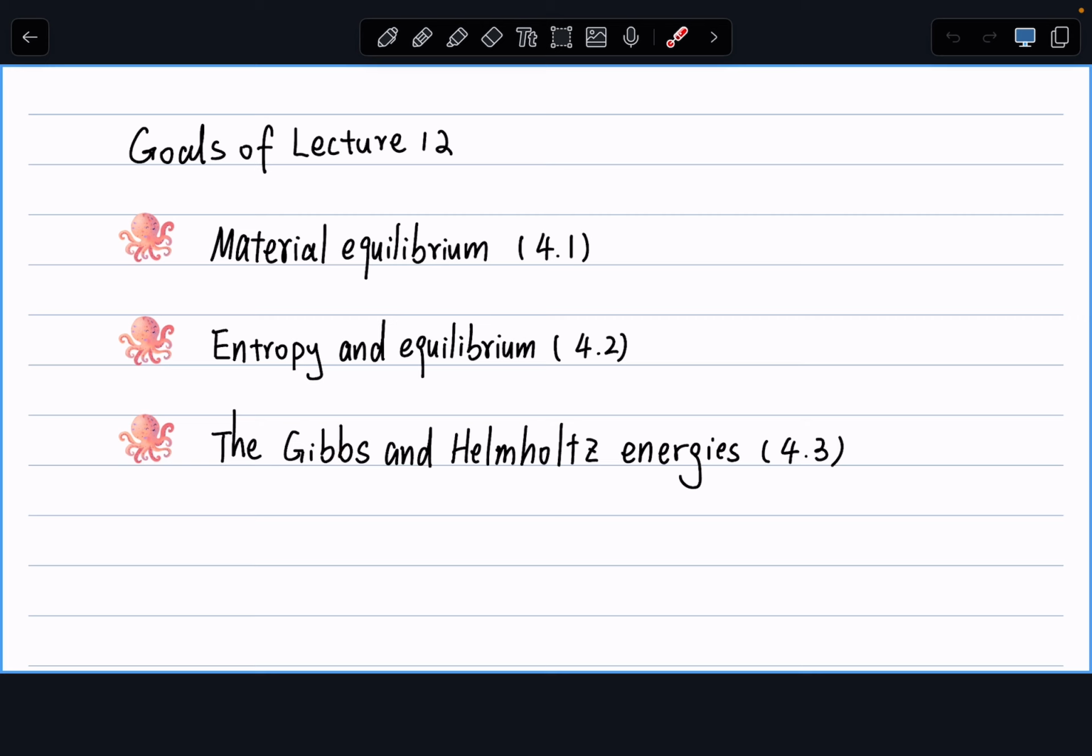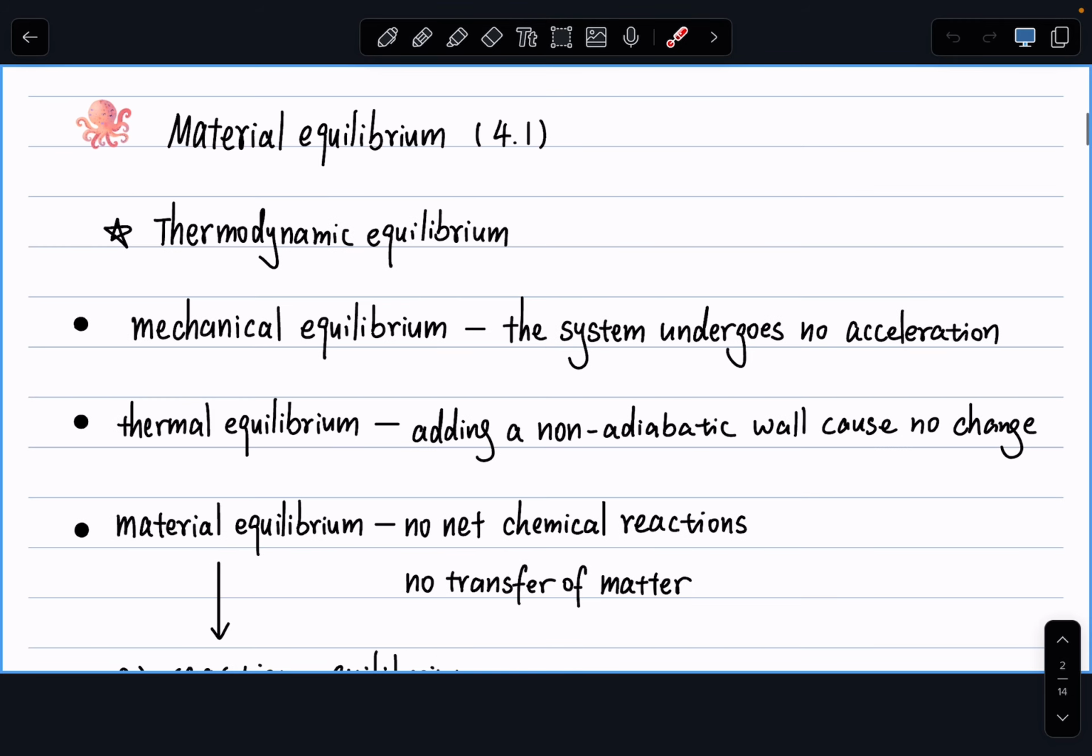For this part, we'll follow our normal trend, right? Step 1, define the terms. Step 2, know how to calculate the change of these state functions. Step 3, what exactly are they? What's the physical meaning behind the Gibbs free energy and the Helmholtz work function? So let's get started. First topic, material equilibrium.